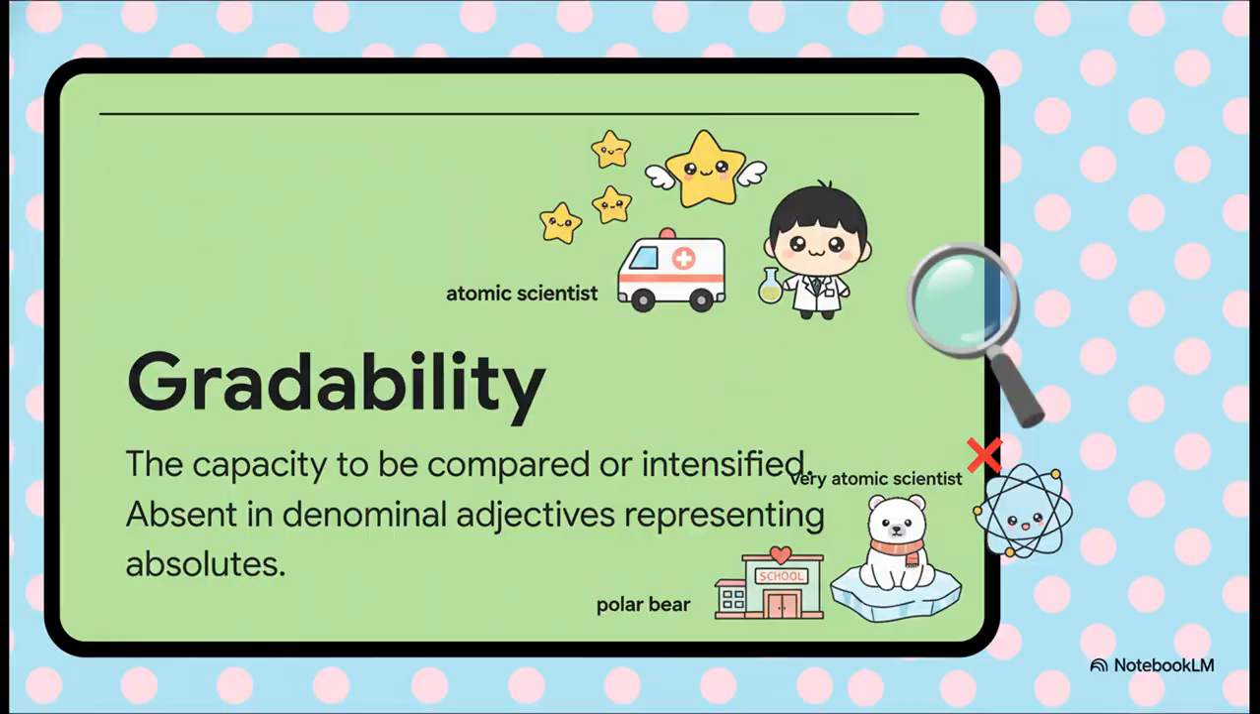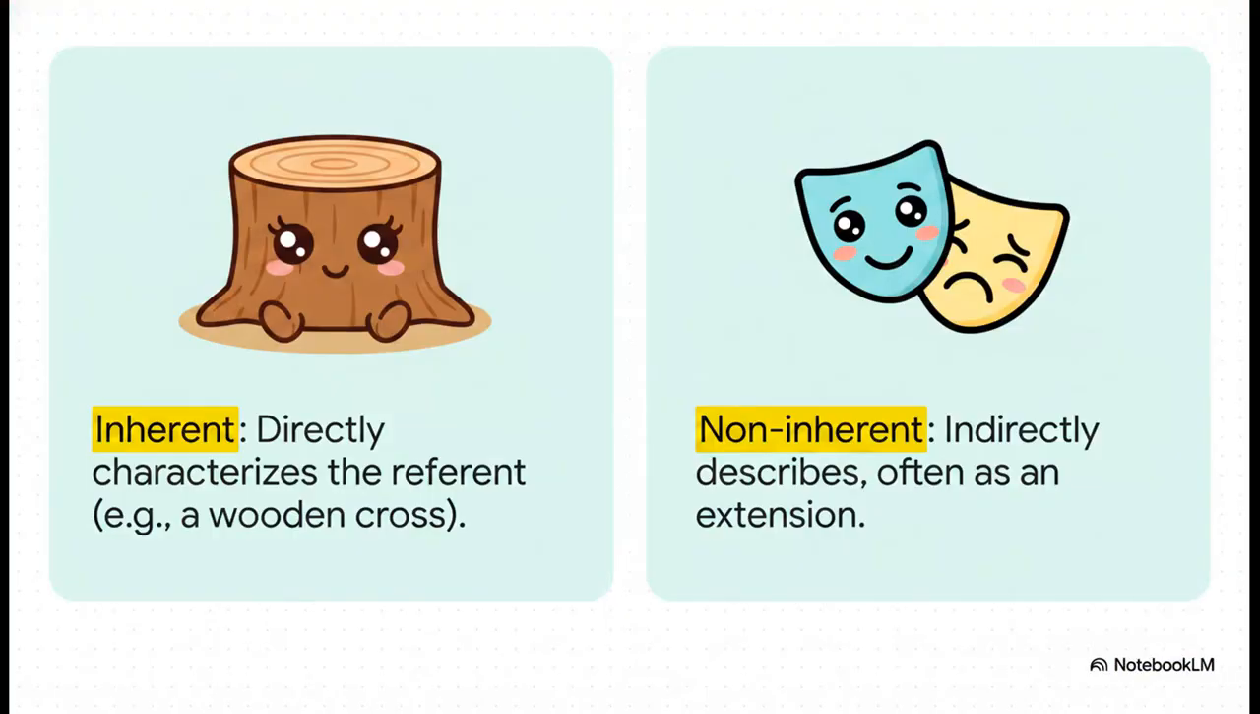There's no middle ground. So, the really crucial point here is distinguishing how an adjective attaches its meaning to a noun. This brings us to inherent versus non-inherent adjectives. An inherent adjective directly characterizes the referent of the noun. A wooden cross is a cross literally made out of wood. Simple enough. But a non-inherent adjective characterizes the noun indirectly, often as a metaphorical extension. Think of a wooden actor. The actor obviously isn't made of timber. The adjective is indirectly describing their stiff, lifeless performance. Or take an old friend. It usually doesn't mean the friend themselves is elderly.